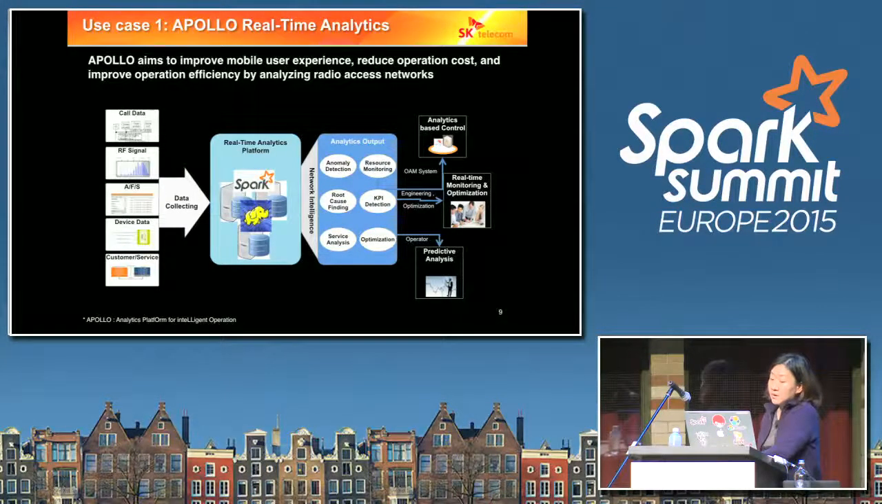Apollo aims to improve mobile user experience, reduce operation cost, and improve operation efficiency by analyzing the radio access network. It collects a variety of logs and data and processes them in real time, improving operation efficiency through real-time monitoring, analysis-based operation, and correlation analysis.